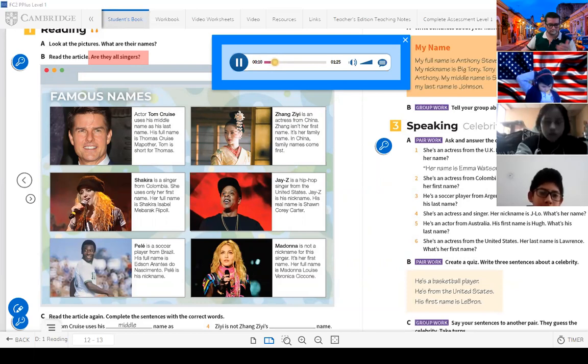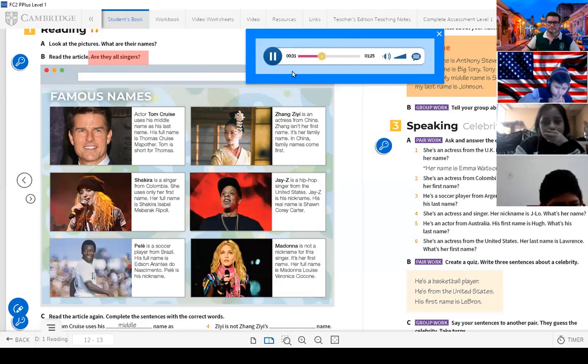Famous names. Actor Tom Cruise uses his middle name as his last name. His full name is Thomas Cruise Mapother. Tom is short for Thomas. Shakira is a singer from Colombia. She uses only her first name. Her full name is Shakira Isabel Mebarak Ripoll. Pelé is a soccer player from Brazil. His full name is Edson Arantes do Nascimento. Pelé is his nickname.